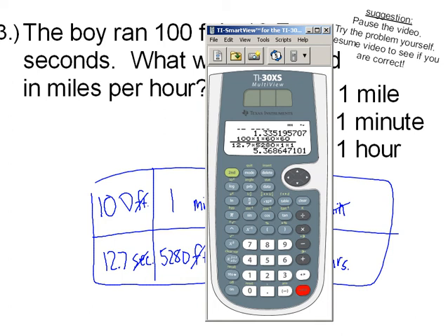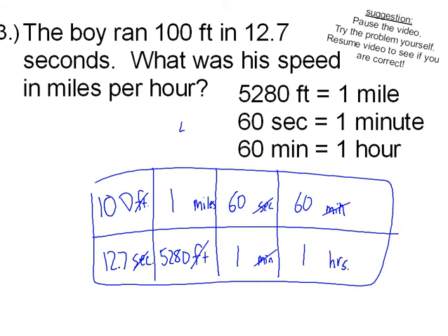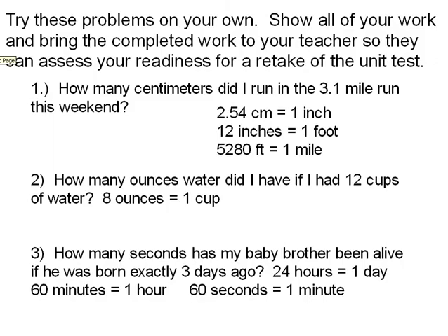And I get 5.36, I'll call it 5.4. So 5.4, what was it? Miles per hour. And if you compare it to the bus, yes, he was a little bit slower. That makes sense.